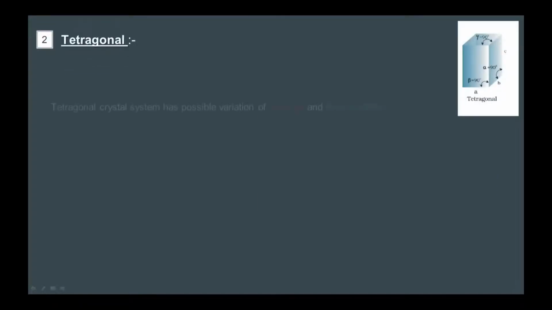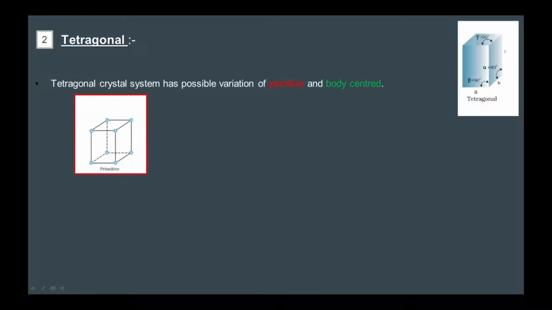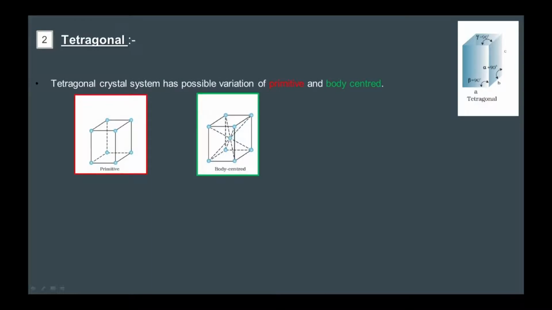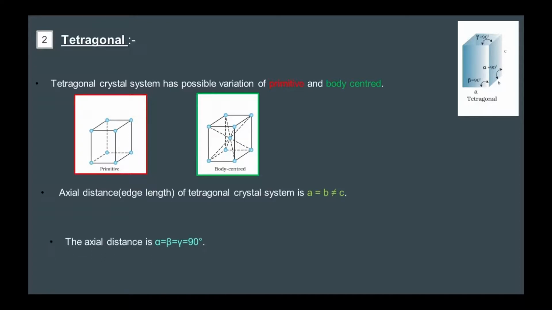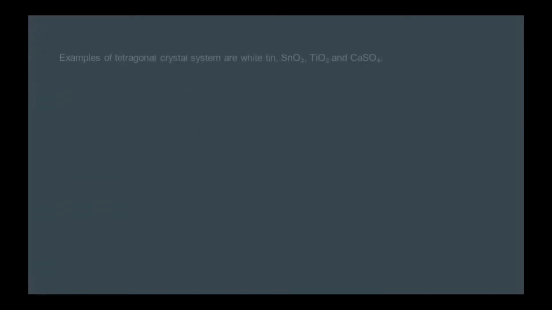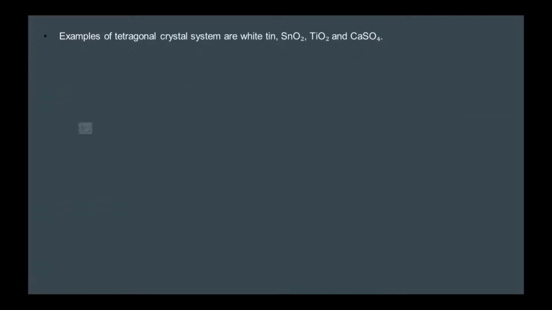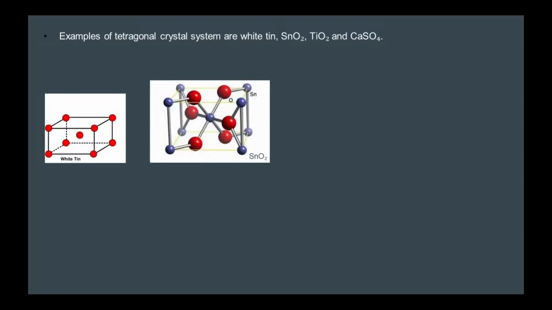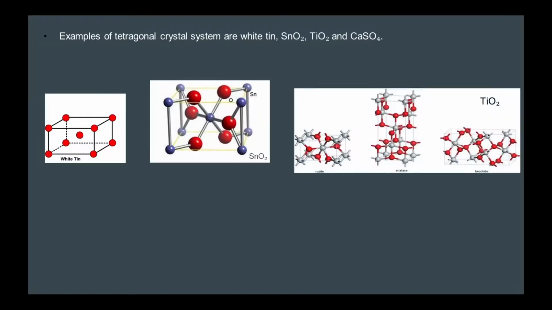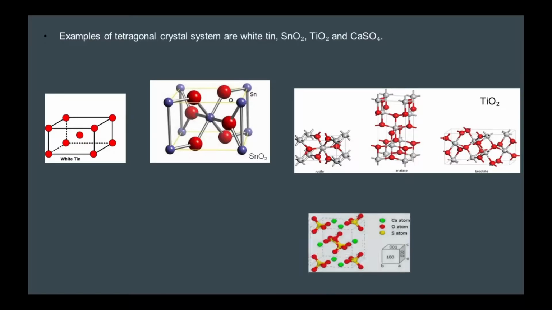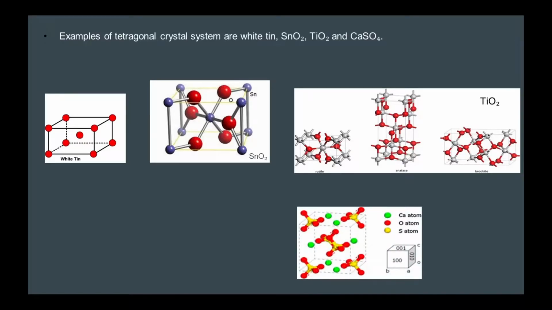2. Tetragonal. The tetragonal crystal system has possible variations of primitive and body-centered. Axial distance or edge length of the tetragonal crystal system is A equals B, not equal to C. The axial angles are alpha, beta, gamma equals 90 degrees. Examples of tetragonal crystal system are white tin, SnO2 also known as stannic oxide, TiO2 also called titanium dioxide, and CaSO4 known as calcium sulfate.